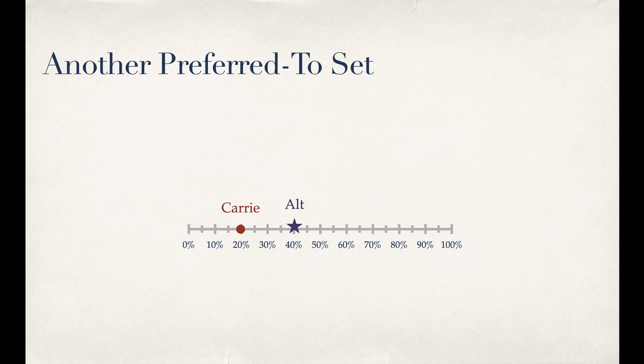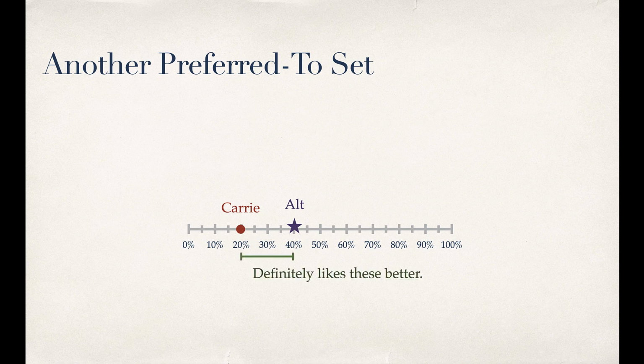So let's try another one. Here's Carrie, and Carrie's ideal point in this issue space is 20%, all right? And there's an alternative, 40%. So we want to know what is Carrie's preferred 2 set of 40%. What is the set of all alternatives that Carrie strictly likes better than 40%, all right?